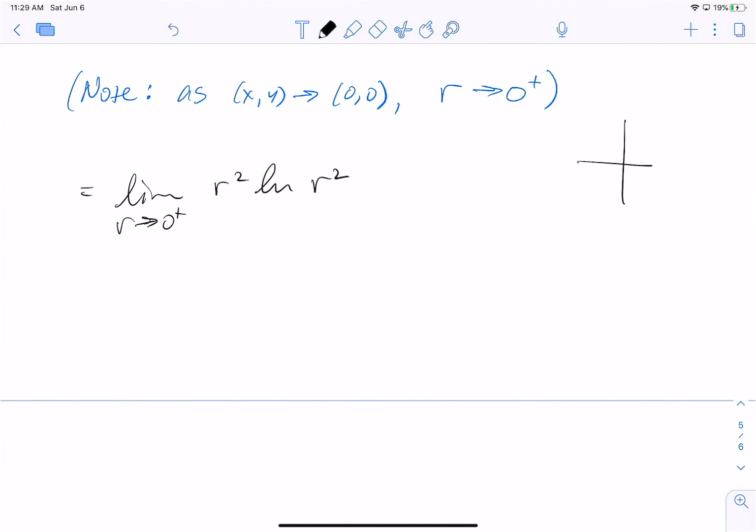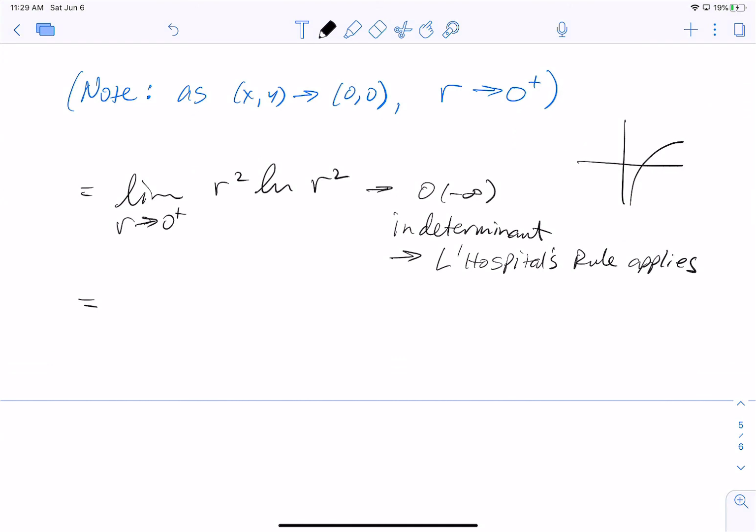If we recall the graph of the natural log function, we know that as the argument approaches 0 from the right side, the graph itself approaches the y-axis, but in the fourth quadrant, and so approaches negative infinity. Therefore, this limit would give us 0 times negative infinity, which is indeterminate, and so L'Hopital's rule applies. Before applying L'Hopital's rule, I'm going to algebraically manipulate this. We have the limit as r approaches 0 from the positive side of the natural log of r squared divided by 1 over r squared.